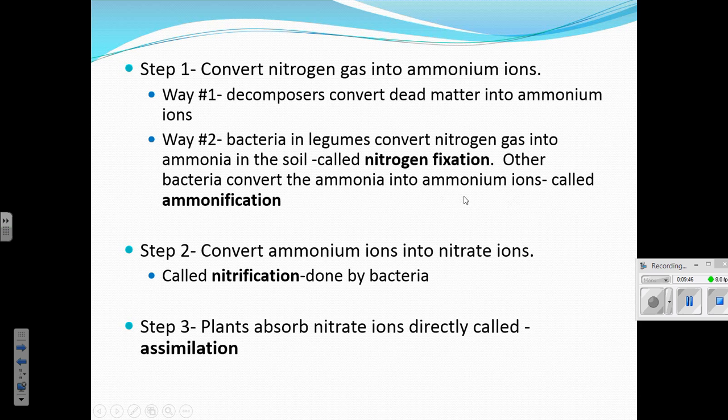Now we have ammonium. We just need to turn that into nitrate so that a plant can use it, and that's called nitrification. Kind of makes sense. Making nitrate, called nitrification in the word. And then the plants can take that nitrate up and use it to grow, and that's called assimilation. So plants need that nitrogen in order to grow. And you would notice if a plant doesn't have nitrogen because it would not have green leaves. It would turn yellow.